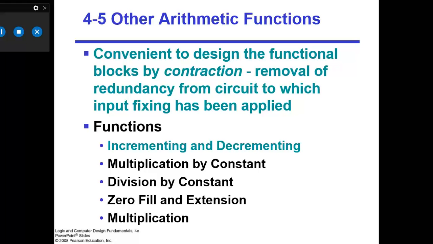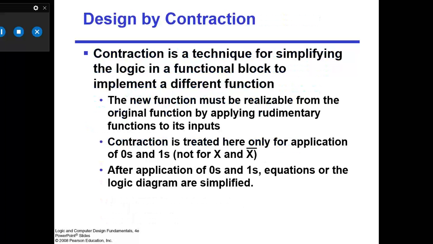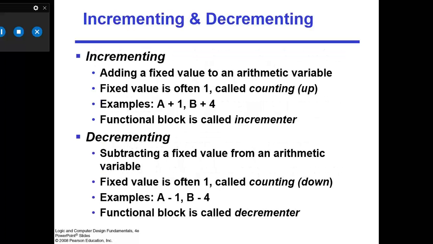Other arithmetic functions are convenient to design as functional blocks by contraction, the removal of redundancy from a circuit to which input fixing has been applied. These include incrementing or decrementing, multiplying by a constant, division by a constant, zero fill and extension, and multiplication. Contraction is a technique for simplifying the logic in a functional block to implement a different function. The new function must be realizable from the original function by applying rudimentary values to its inputs. Contraction is treated here only for application of zeros and ones and not for x and x bars. After application of zeros and ones, the equations for the logic diagrams are simplified.